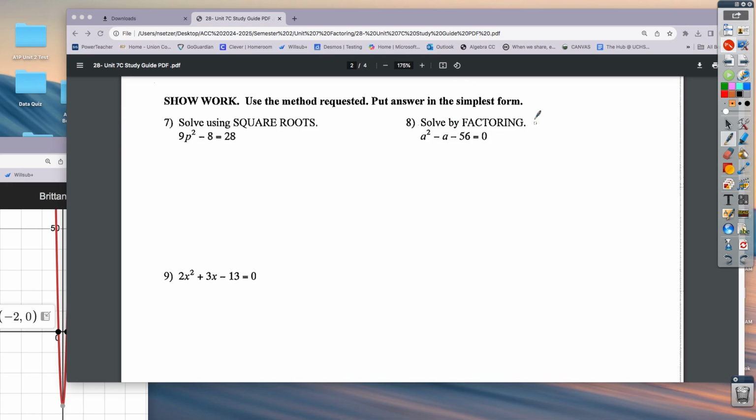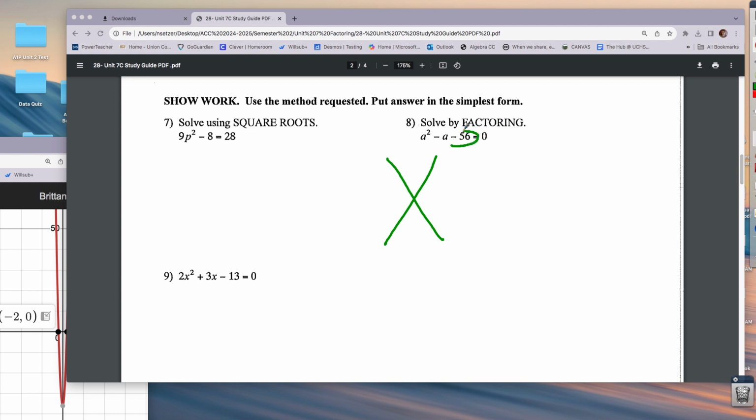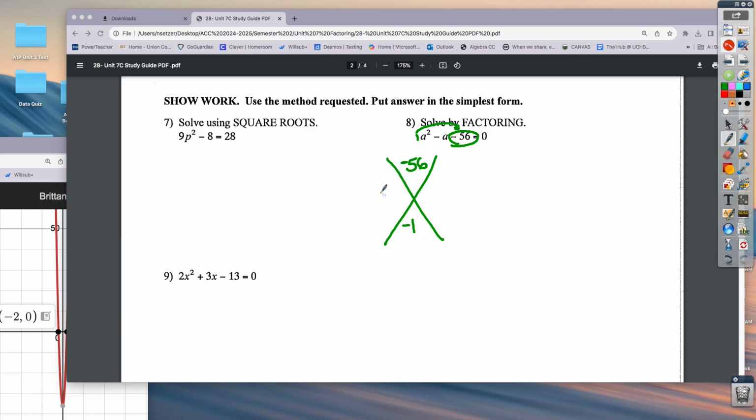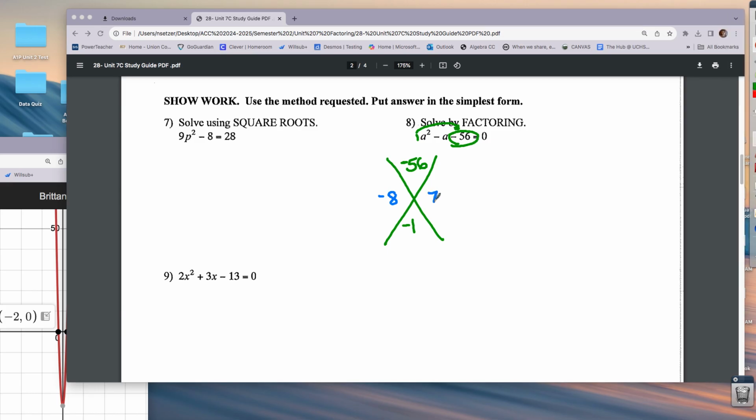All right, here, solve by factoring. Factoring is our big X, right? So start with our big X. Remember, it's 1 times whatever. So the coefficient of a squared times the constant is on top, and then the coefficient of the middle term on the bottom. So it multiplies to negative 56 and adds up to negative 1. And the answer there would be negative 8 and 7. So these add up to negative 1.